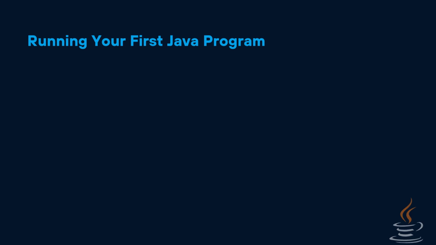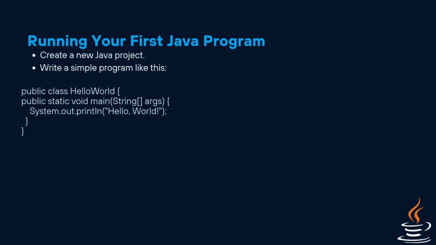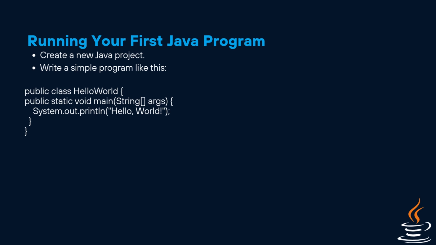Running your first Java program. Once you have installed an IDE, create a new Java project, write a simple program like this, then run it directly from your IDE. If you see Hello World printed on the screen, congratulations! You have successfully set up your Java environment.